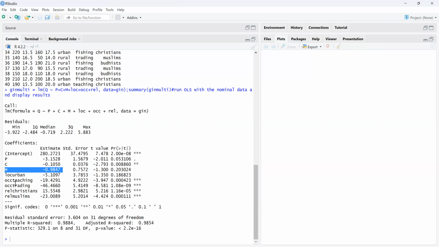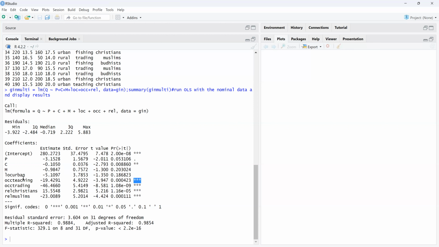What about some of the dummy variables? Let's take occupation. The coefficient of occupation is negative 19.43. Remember, giving the 3 stars means that it's significant at 0.1%. How do you interpret that? How do you go about it?